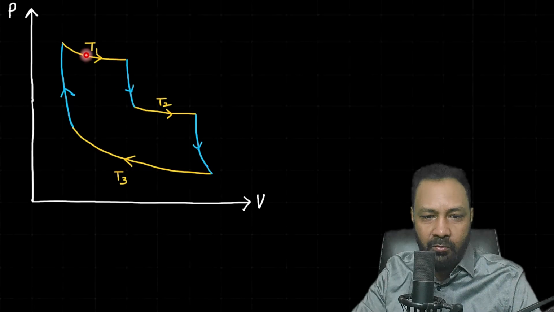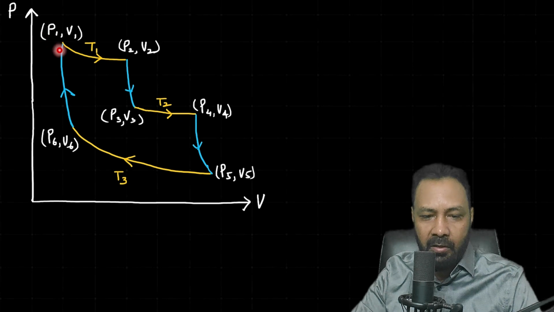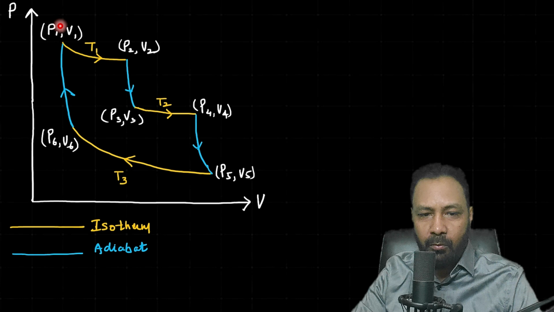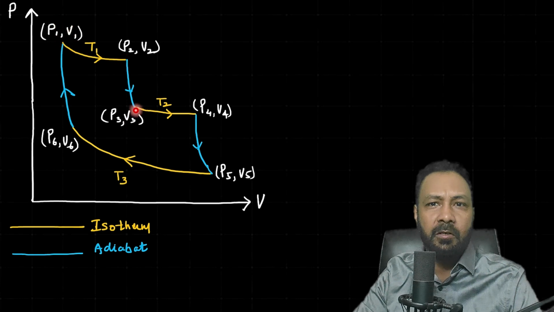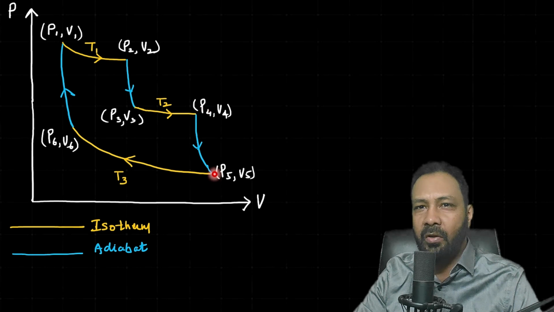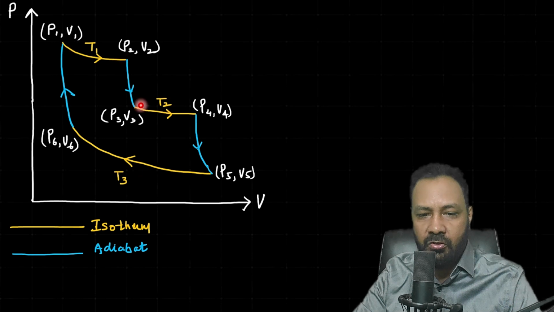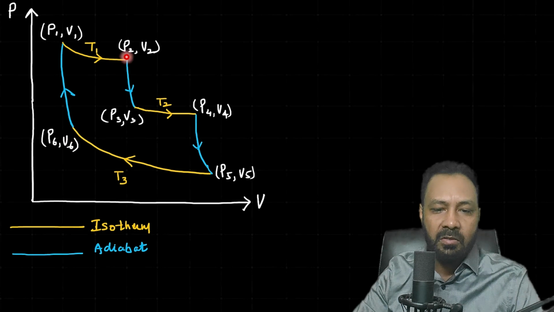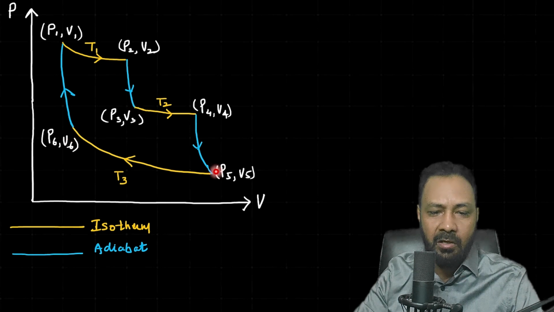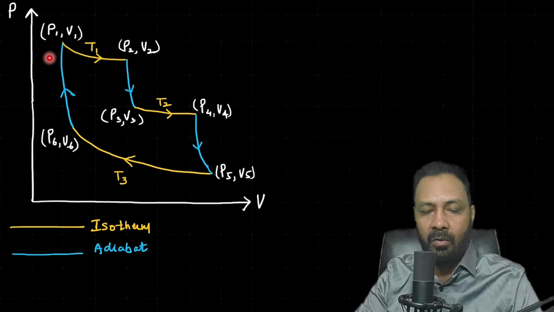So once again, this is my diagram. T1, T2, T3: the dark yellow color are the isotherms and the blue color are the adiabats. And I have shown the thermodynamic states of these points P1 V1, P2 V2, P3 V3, P4 V4, P5 V5 and P6 V6. So this is isotherm, this is isotherm, this is isotherm, this is isothermal expansion, that is isothermal compression, this is adiabatic expansion, this is adiabatic expansion, and that is adiabatic compression.